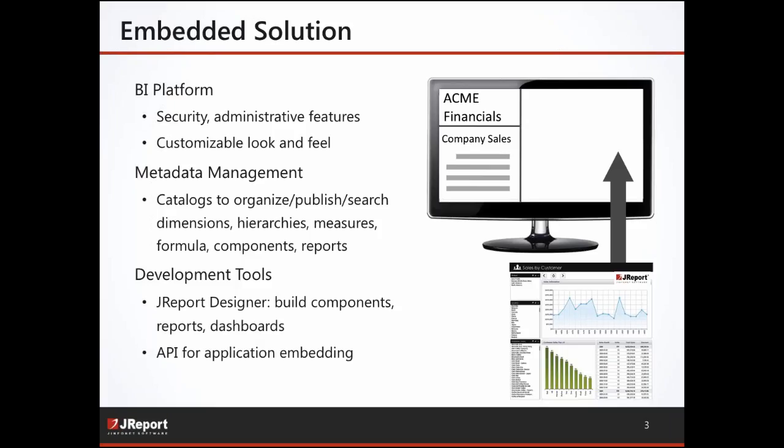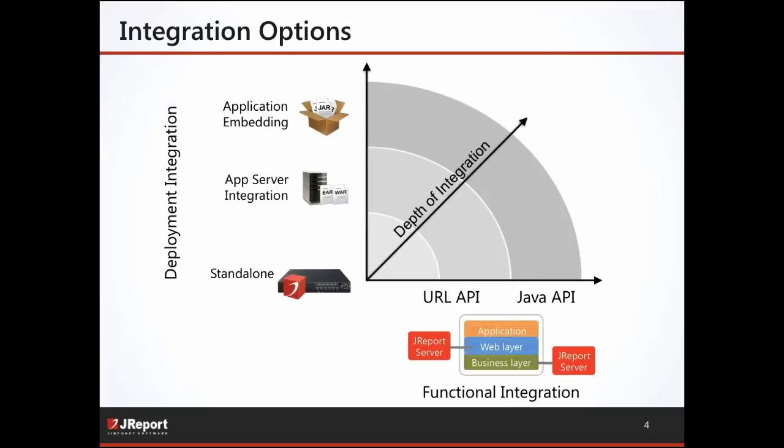All right, so moving right along, let's talk about some of the options for integration and embedding. Over on the y-axis, you can see that we have the deployment integration. So how do you basically package JReport in with your application? And on the x-axis is the functional integration. How do you have your application control JReport in a number of different ways? Out of the box, JReport runs as a standalone system just fine. You can download JReport, install it, and run it standalone. You don't have to integrate it at all. So standalone is obviously no integration, no embedding.